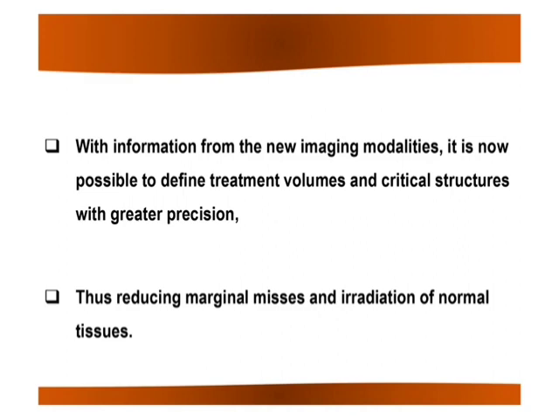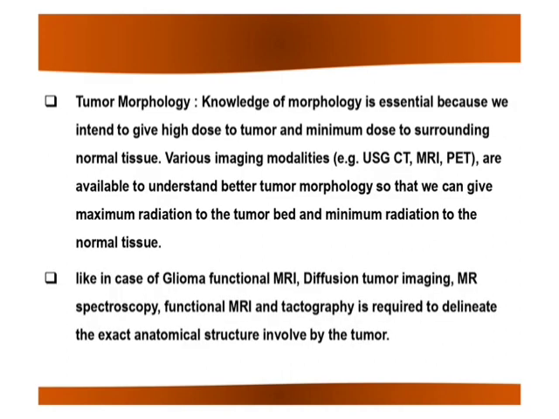So, there is tumor morphology. Tumor morphology is essential because we intend to give a high dose to the tumor and a minimum dose to the surrounding normal tissue or critical tissue. Various imaging modalities like ultrasound, CT, MRI, PET are available to understand the tumor morphology better, so that we can give maximum radiation to the tumor bed and minimum radiation to the normal tissue.